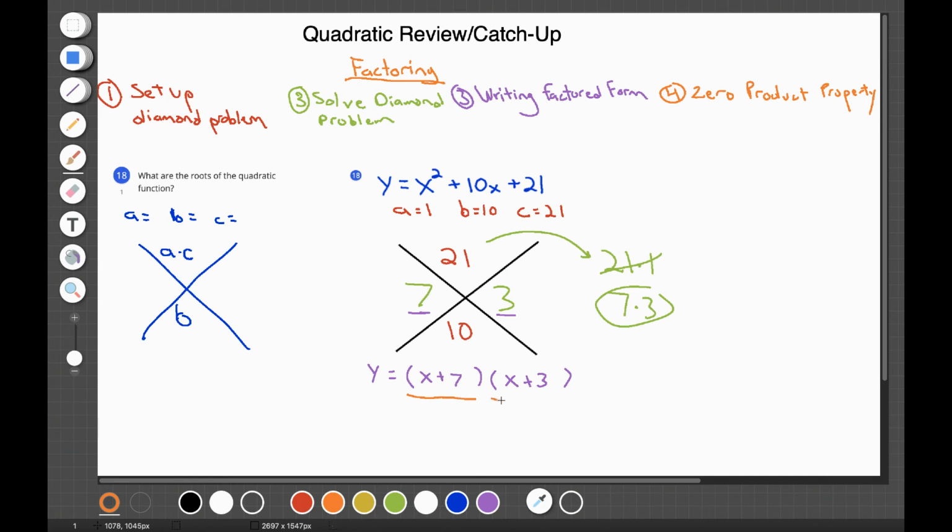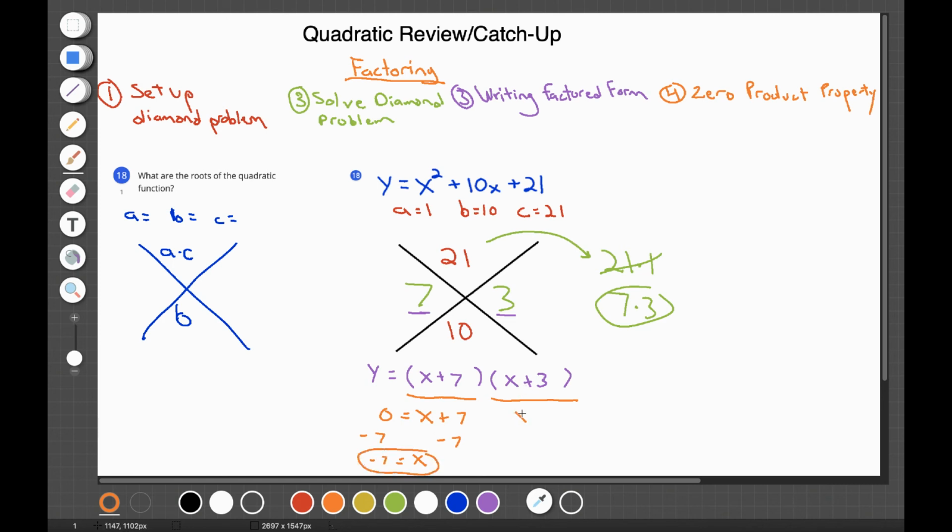So we're going to take both of our factors. You'll set them equal to 0. So x plus 7, set that equal to 0. We're going to solve for x. So it's plus 7, so I want to do minus 7. Got to do it to both sides. We get x equals negative 7.